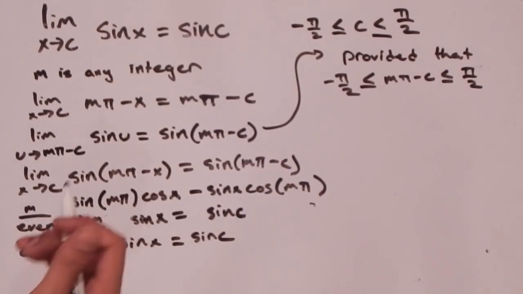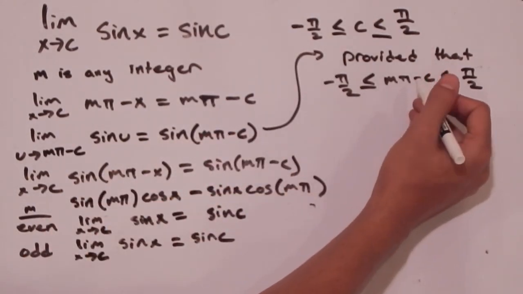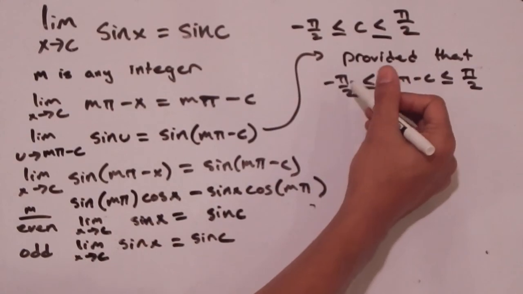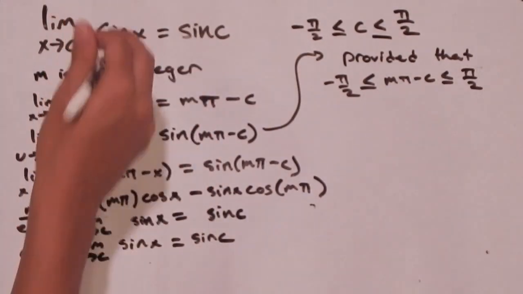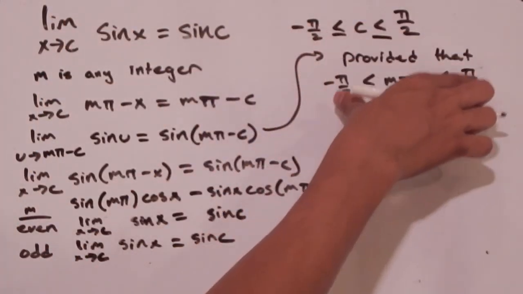And this is provided that m pi minus c is greater than or equal to negative pi over 2 and less than or equal to pi over 2. So what's the difference? Why is this important? Don't we have these two same expressions up here? Well, the difference are these inequalities.